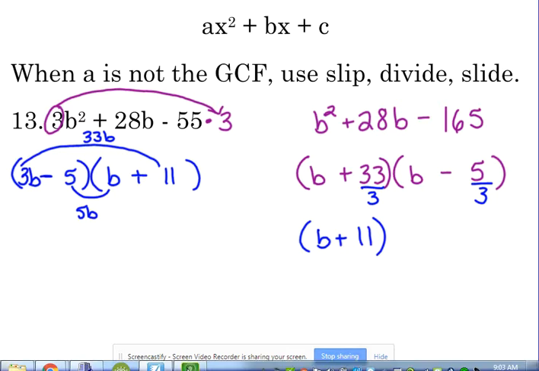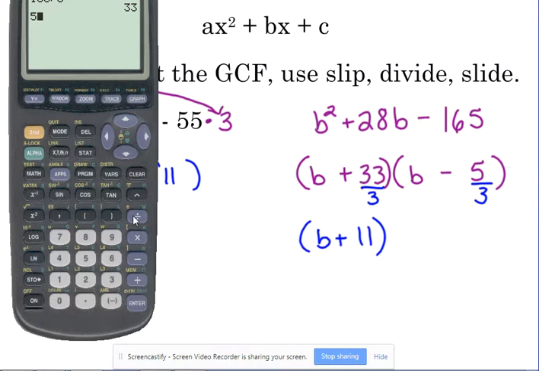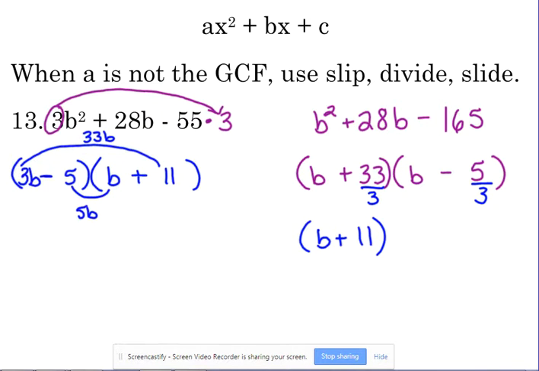You can type it in your calculator. Type in 5 over 3, math, enter, enter. Turn it into a fraction. It will give you the fully reduced fraction. So 5/3 is the fully reduced version.